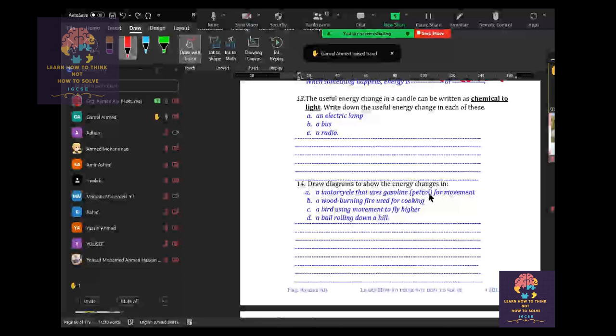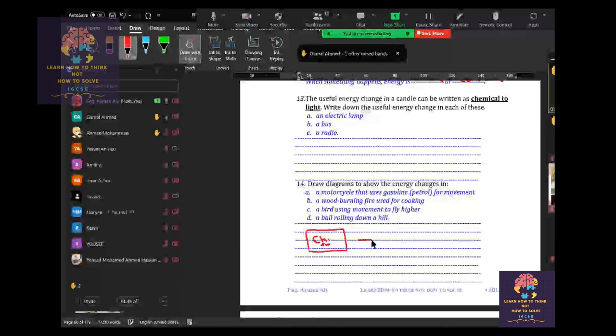Draw the diagram to show the energy changes in a motorcycle that uses gasoline. The diagram is made of boxes, like the ones we drew before. The motorcycle stores gasoline, which is chemical energy. It converts it into what energy? No, kinetic energy, for movement. The chemical energy is converted by the engine into thermal, but the most useful energy is kinetic. So we are talking about the useful energy only, not the waste.